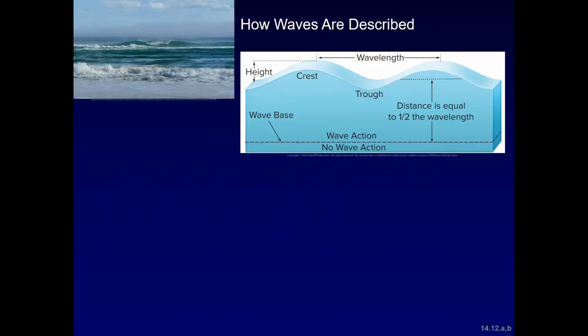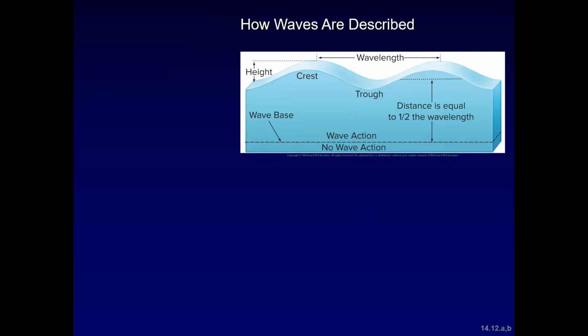All right, let's think about waves. How are waves described? You have a height, a crest, a trough, and then a wavelength between, say, 2 crests. Now, a wave moves through water, and the water moves much less than the wave. The water near the surface moves more than the water at depth. And below some depth, the wave base, the water does not move. The water itself moves in a circular motion with the wave.